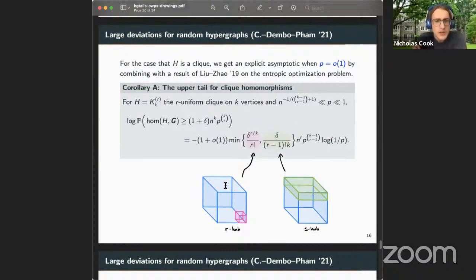In their paper, Liu and Zhao solved this entropic optimization problem for the sparse case where H is a clique. When you combine with their results, you get this explicit formula for the asymptotic upper tail. You don't need to stare too hard at this expression. The point is that, just like in the graphs case, it's a minimum of two expressions, one that comes from the so-called R hub, which is a clique, and then the one hub. So in the case of counting cliques, it turns out that the best thing to do is either the full codimension hub or the one hub. It's the two extremes. You don't have the one in the middle.